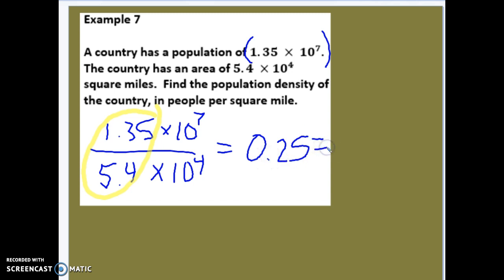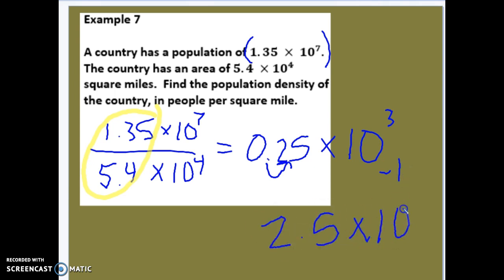Subtract your exponents, so 7 minus 4 is 3, so we have times 10 to the 3rd power. Now this is not in scientific notation. We need to move our decimal one spot to the right, and if we move it to the right, we subtract 1. So our final answer would be 2.5 times 10 to the 2nd power, which means that we have 2.5 times 10 to the 2nd power number of people per square mile.